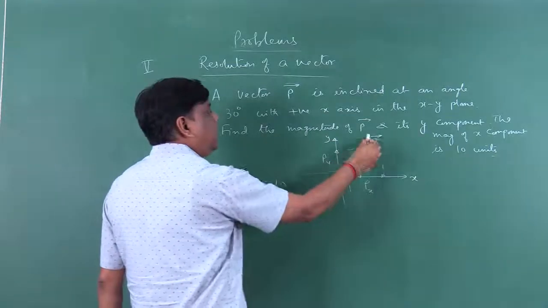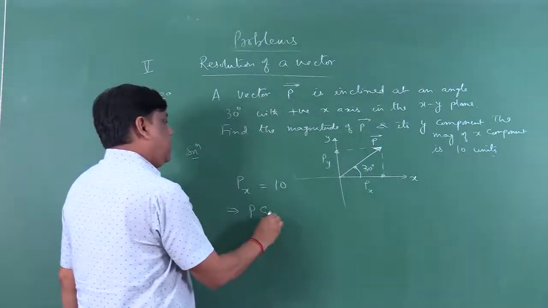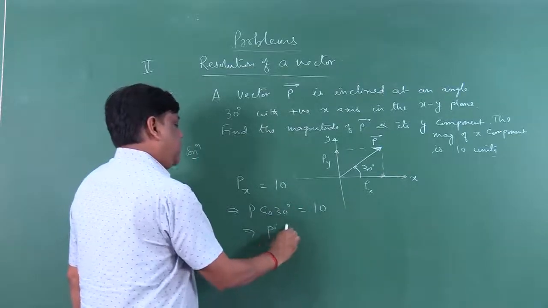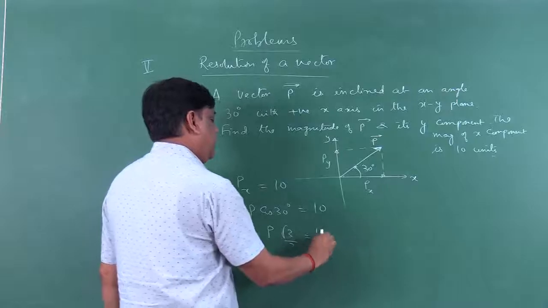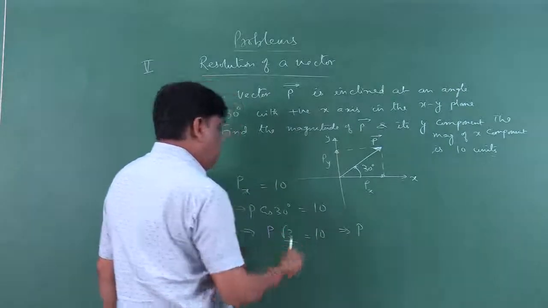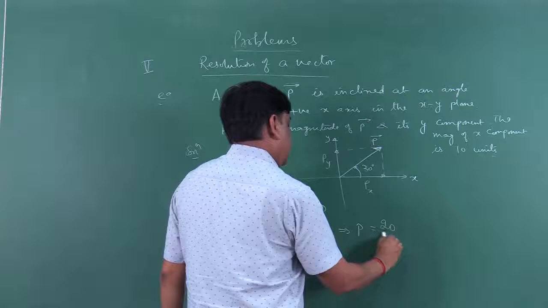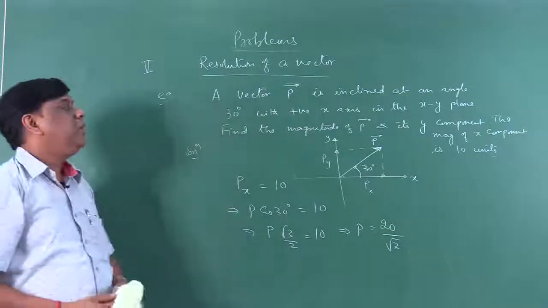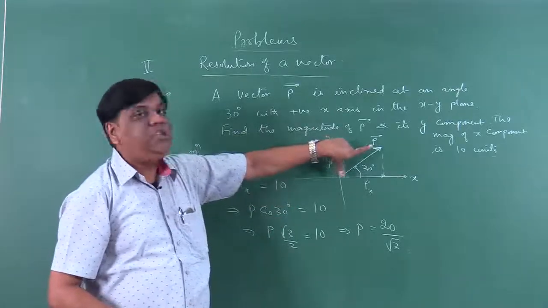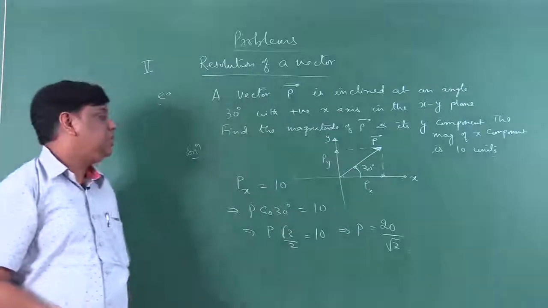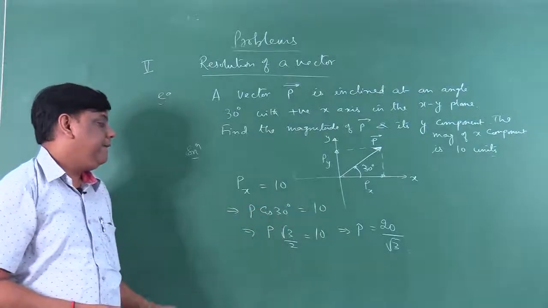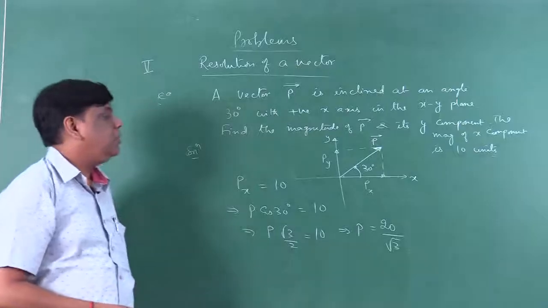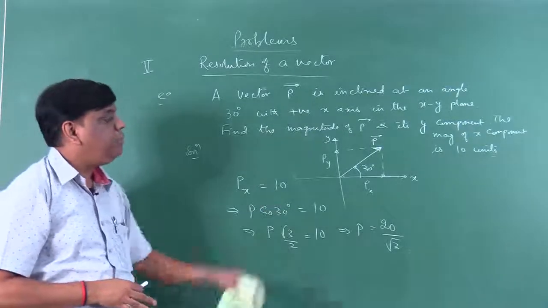पी का पी मतलब मैग्नीट्यूड ऑफ पी. सो पी कॉस 30 इज गिवन एज 10. That means P times of root 3 by 2 is equal to 10. So magnitude of P comes out to be 20 by root 3. So this is the magnitude of P vector. इसका magnitude मतलब length of this line, उसी का cos. So P cos 30. P cos 30 is 10. P into root 3 by 2 is 10 और P can be written as 20 by root 3. तो ये हो गया हमारा magnitude of P.